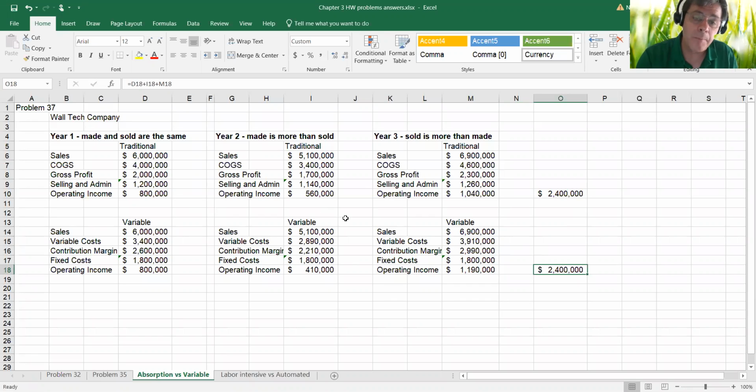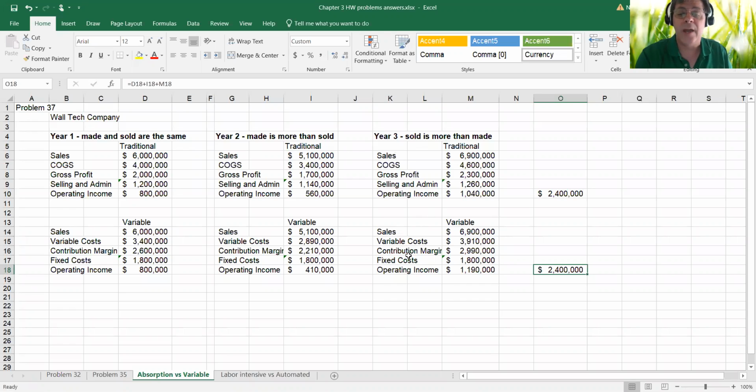So many companies utilize this internally, which means it has to be adjusted or they're going to report the wrong thing externally, which is what is required up here. So that's kind of the important thing to remember.